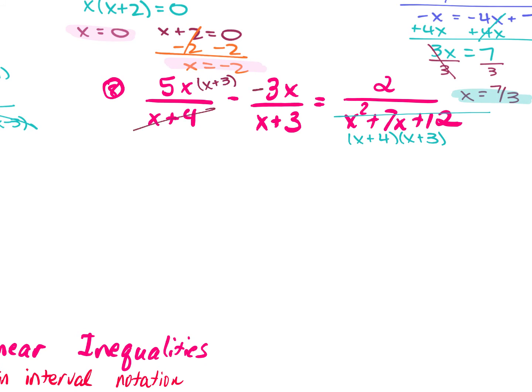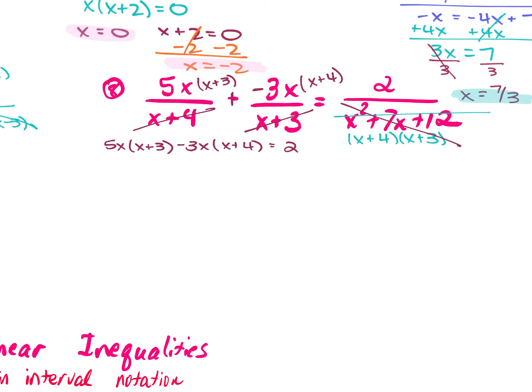The negative 3x, I would turn this into a negative, that into a positive. Over the x plus 3 gets multiplied by what to cancel out the x plus 3? And then that cancels out. And then the 2 is going to stay the 2. And then the denominator cancels out there. So we're going to do 5x times x plus 3 plus or minus 3x times x plus 4 is equal to 2.